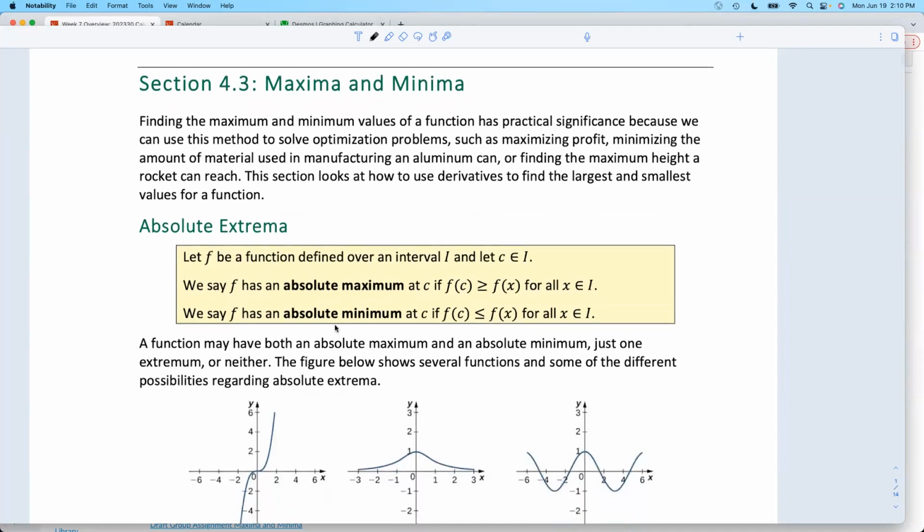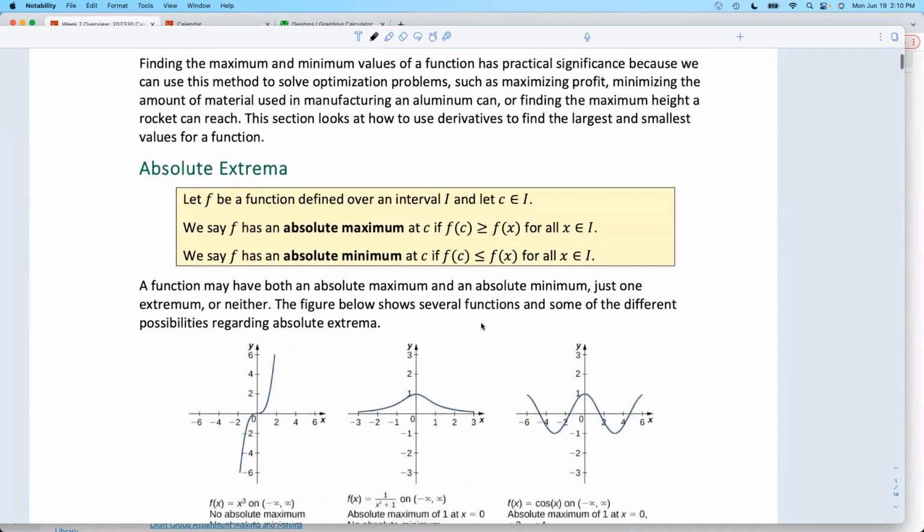And we say we have an absolute or global minimum at c. That's the location of it, if that's the smallest value in the interval, smallest y value, less than or equal to.